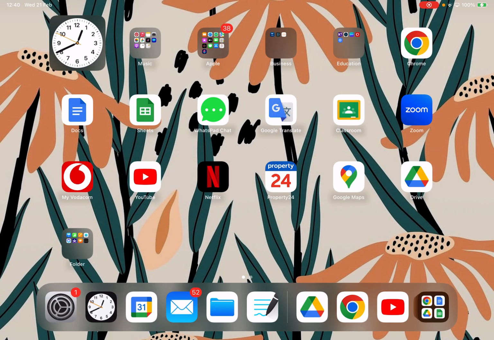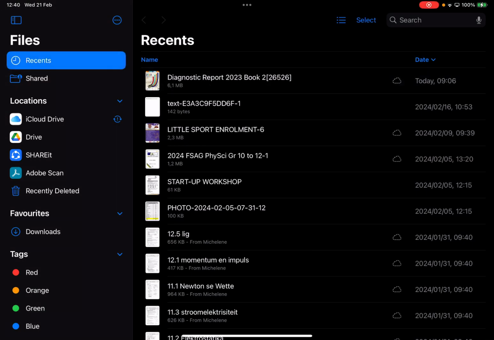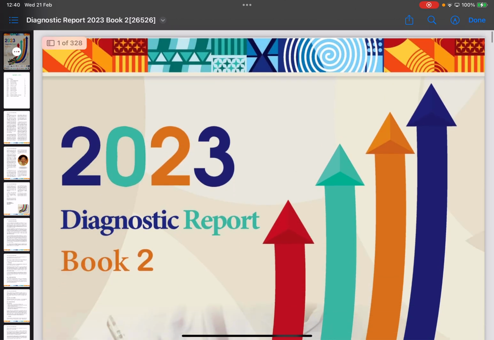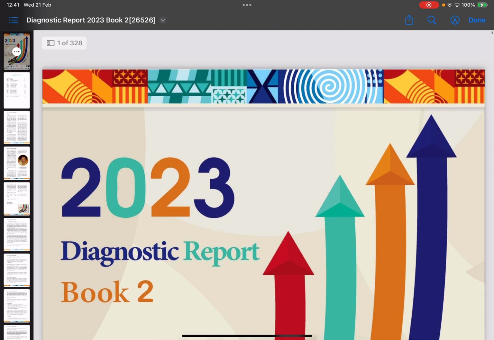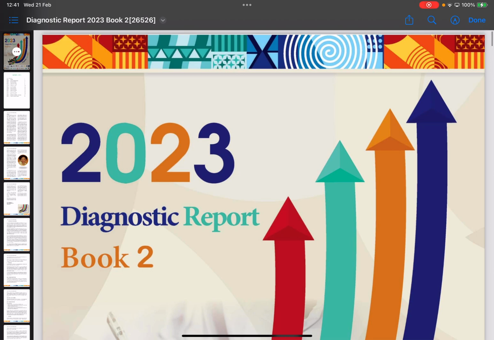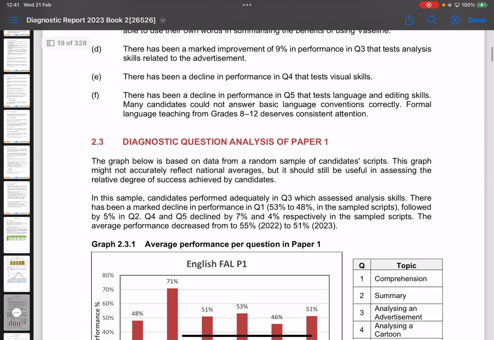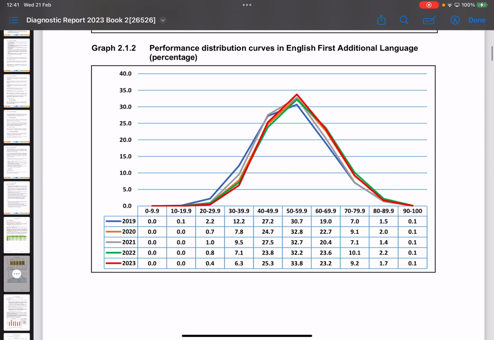Why not? If you look here, this is a report that we got from all of the subjects in our country regarding the results of last year's matrics. It is, I don't know if you can see it now, 328 pages. I must read this. What am I going to do? Scan. Ooh, graphs are my friends, because what will the graph do? It will give me a summary of what is actually written.